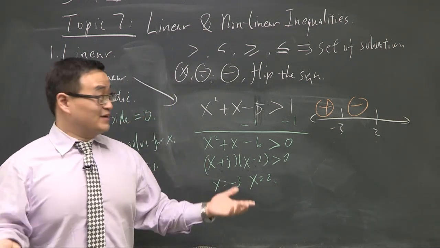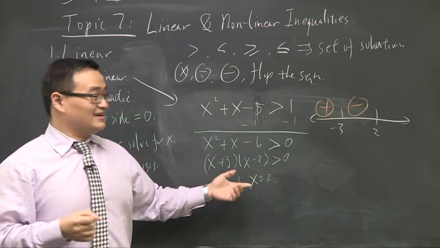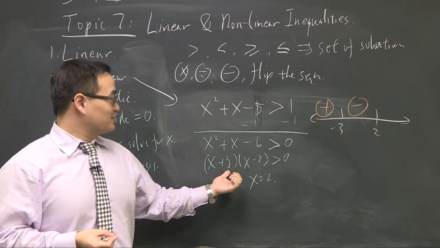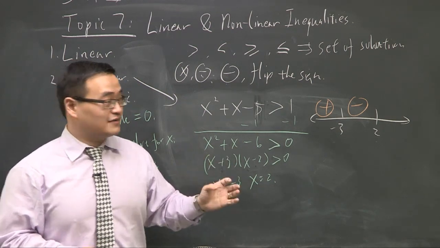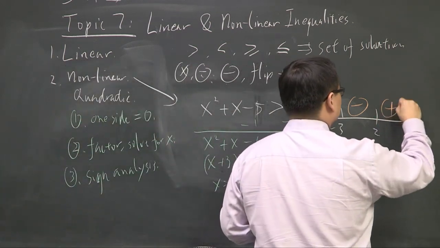Pick a number greater than 2. You see where I'm going with this? Let's say 100. 100 plus 3 is definitely positive. 100 minus 2 is definitely positive. I am going to get a positive.